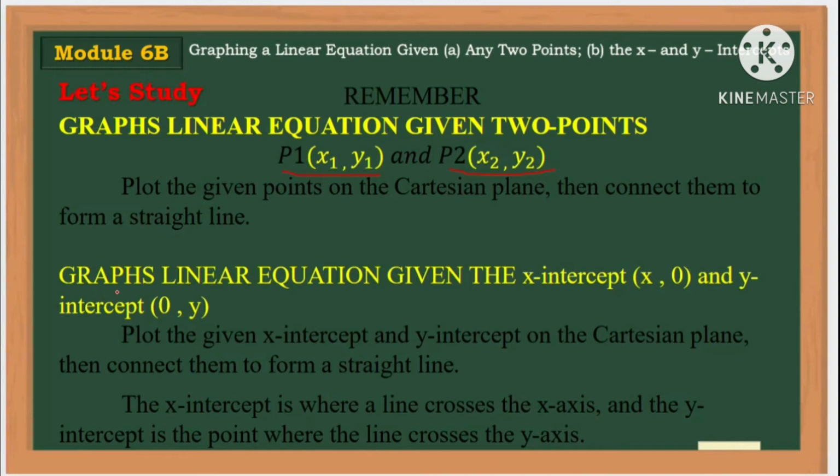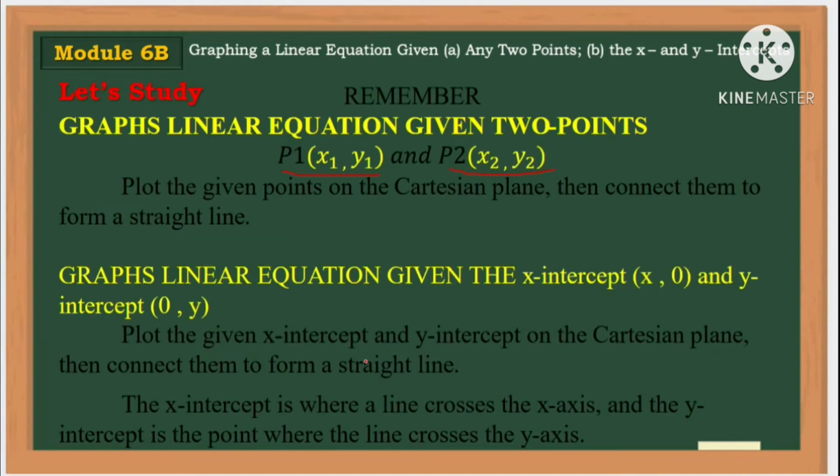Here now in graphs of linear equation given x-intercept, the (x, 0) and y-intercept is (0, y). So, plot the given x-intercept and y-intercept on the Cartesian plane, then connect them to form a straight line.